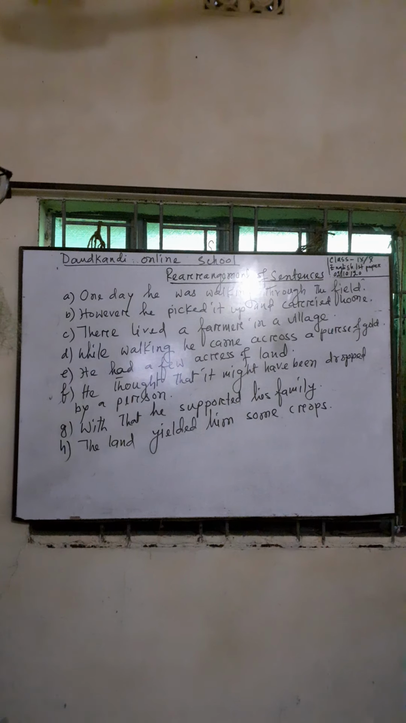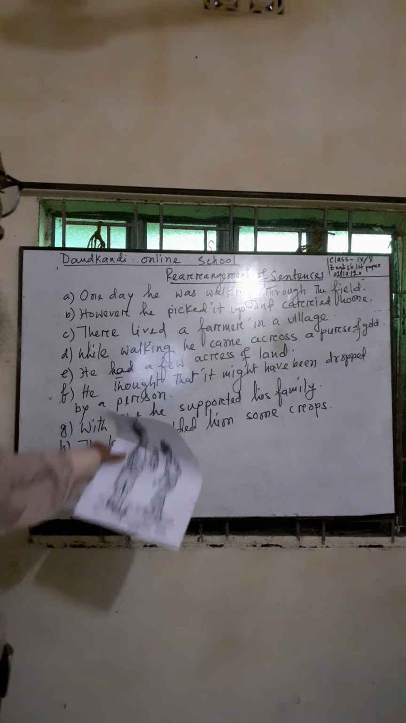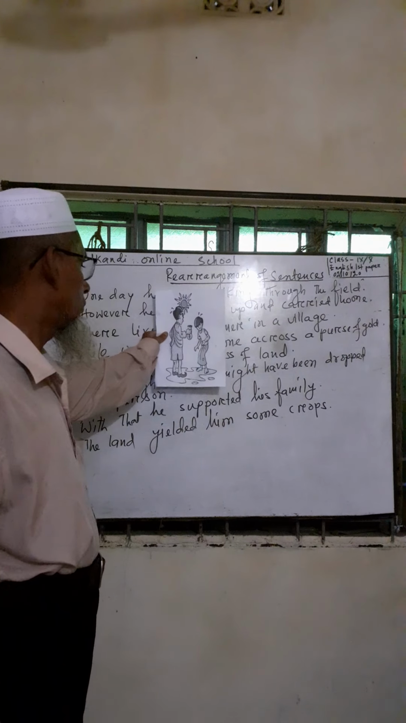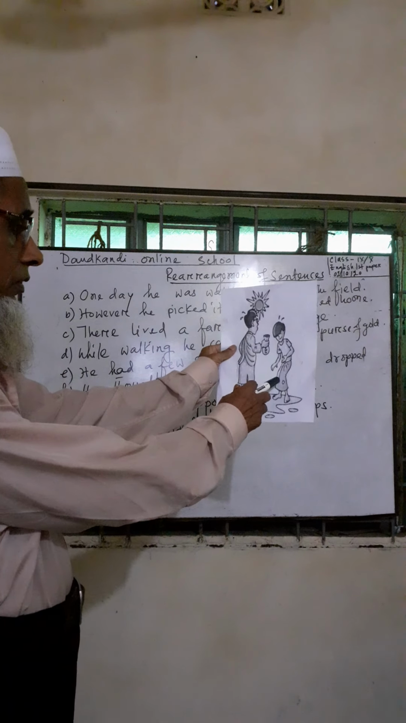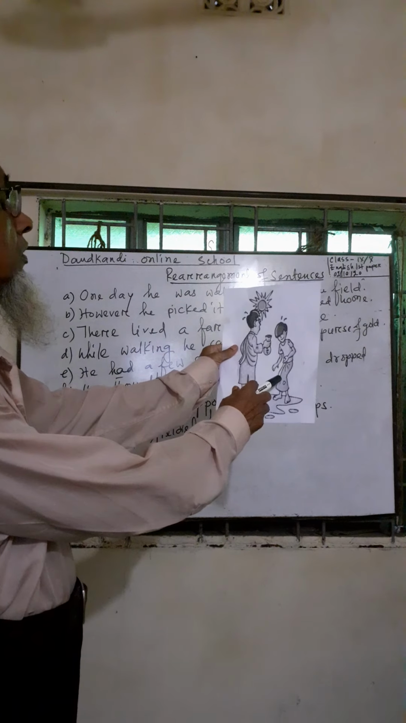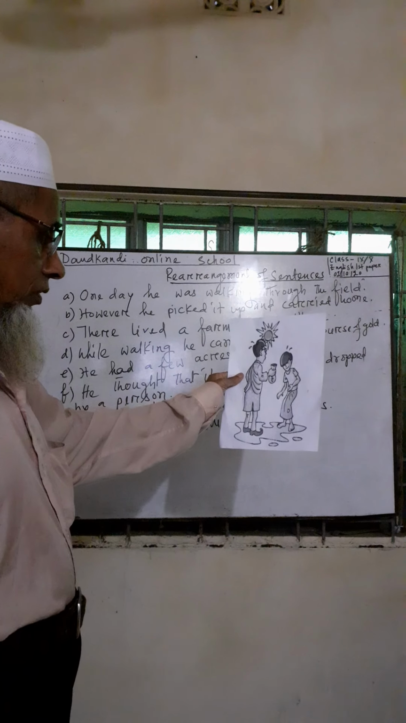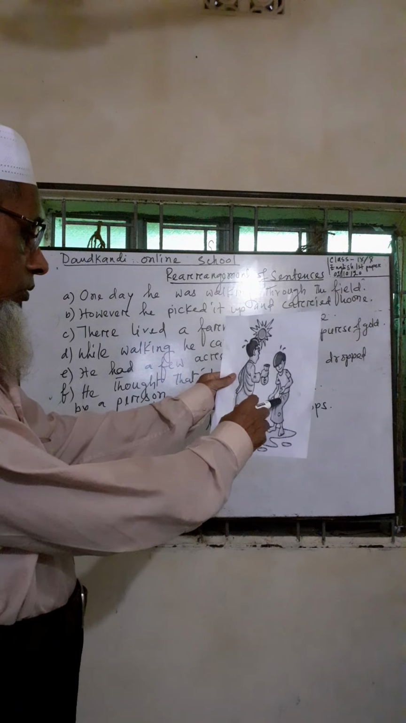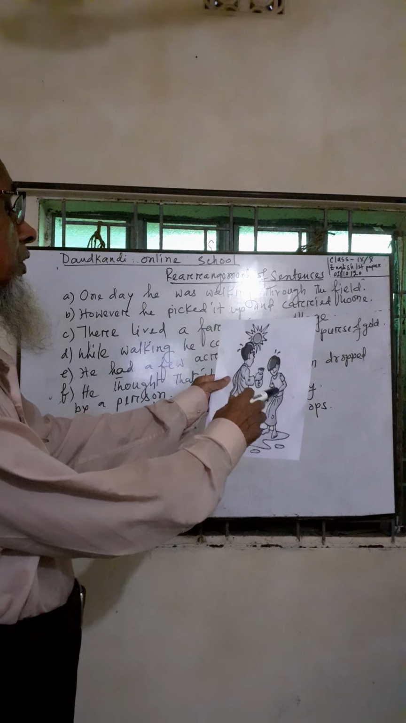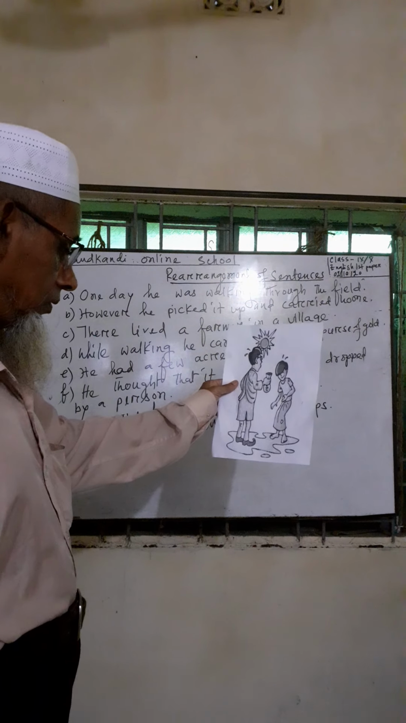Dear students, look at the picture. Dear students, this is the farmer. This is the farmer who got the purse of gold, and this is the rich man who got it. This is the farmer who got it and he returned it to the rich man.